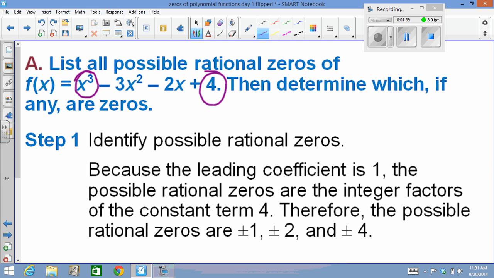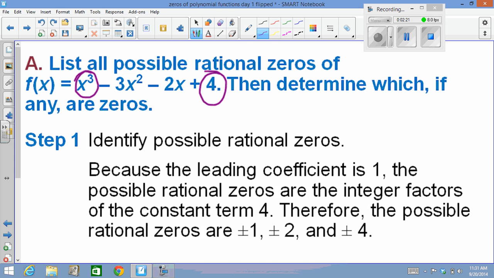Therefore, I would take all of the factors of 4 and divide them by all of the factors of 1. So that means I'm going to have 1 over 1, 2 over 1, and 4 over 1. And of course, both of those would be plus and minus. That's lovely. That's all the possible rational zeros, but unfortunately, it asks us to determine which, if any, are zeros.